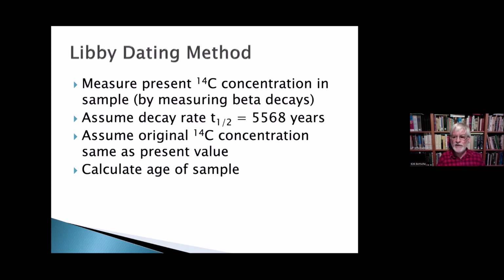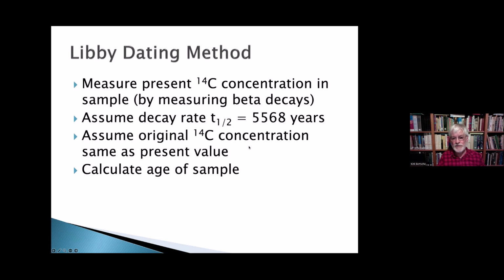So the original dating method by Libby was to measure how much carbon-14 is in your unknown sample, and they counted by counting these electrons that came off in a big lead-lined counter. You assume the decay rate of 5568 years. That's not exactly the decay rate, but that's the one he used. And you assume the original carbon-14 concentration is the same as the present value, that the atmosphere always has the same constant amount of carbon-14 in it. And then you can calculate the age of the sample. And that method works pretty well.